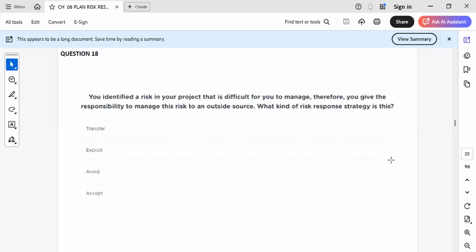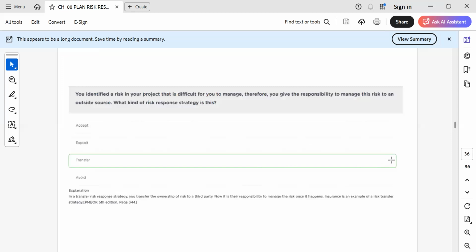Okay. You identified a risk in your project that is difficult for you to manage. Therefore, you give the responsibility to manage the risk to an outside source. What kind of risk response is this? It is transfer.